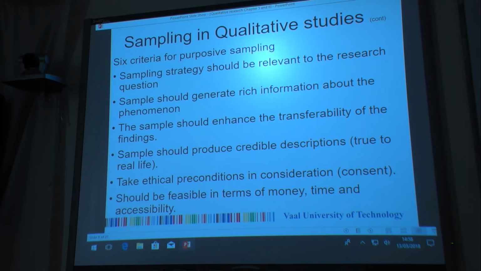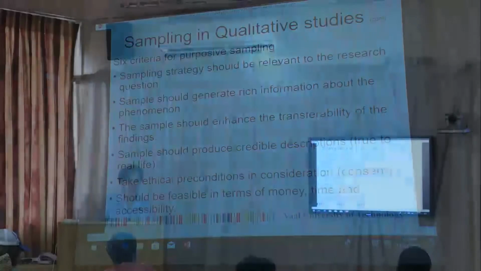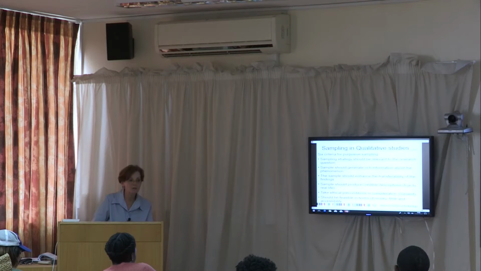Can you remember Dr. Berger have done it in your proposal? You need to write down the sampling. So here is the question. Your research question will help to guide us for the sampling strategy. Okay. The sample should generate rich information about the phenomenon. In other words, it must tell us enough about it for a BTech, or enough to obtain a master's degree. That is rich description.